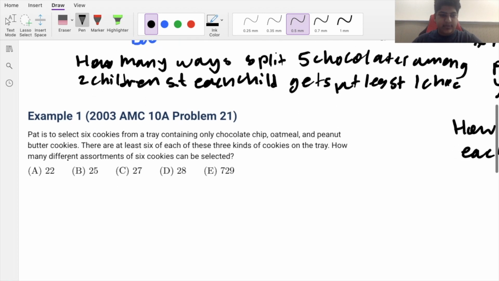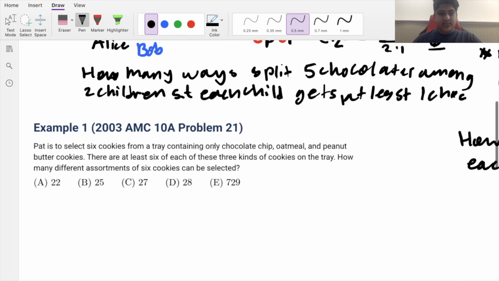It reads, Pat is to select 6 cookies from a tray containing only chocolate chip, oatmeal, and peanut butter cookies. There are at least 6 of each of these 3 kinds of cookies on the tray. How many different assortments of 6 cookies can be selected? Now, at first this may seem daunting because this is problem number 21 on the AMC 10. However, as you can see, this is not a very difficult problem.